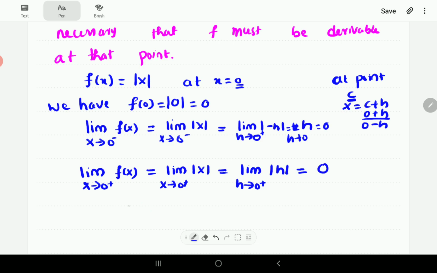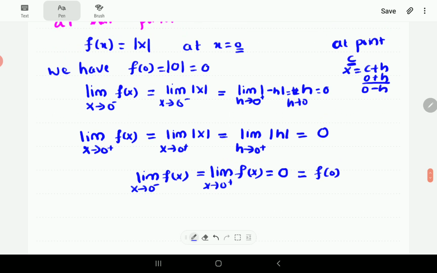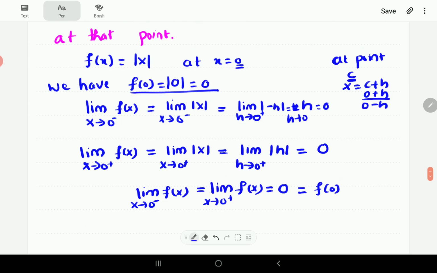So here, if you see, the limit of f of x as x tends to 0 minus is equal to the limit of f of x as x tends to 0 plus. Both are equal to what? 0. So the left hand limit exists and the right hand limit exists, and it is also equal to f of 0. If I put, this is your 0, this is equal to f of 0. Why say f of 0? If you see, f of 0 is 0, this is what you have got.